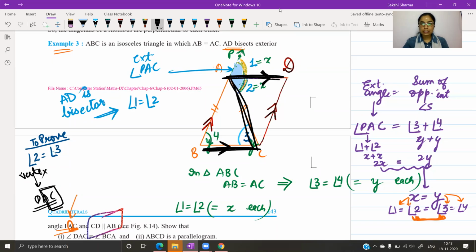This also comes with practice. Once you try to draw the figure just by looking at the statement, if you try making the figure, it will become clear to you that you're doing something wrong. You're not getting exactly what's written in the question. This example is also important from examination point of view. I hope it's clear. Shall we take up the next example? Yes, ma'am. Okay.